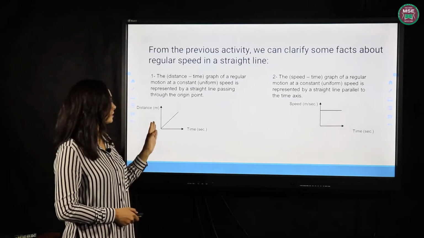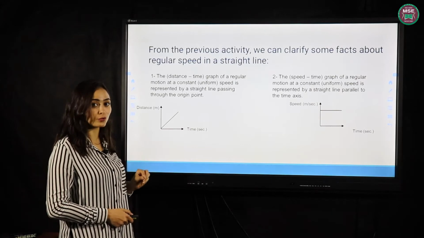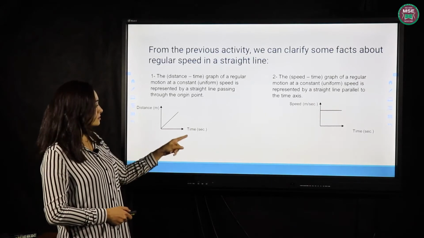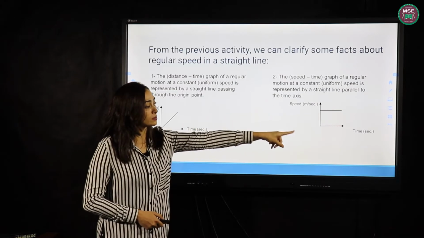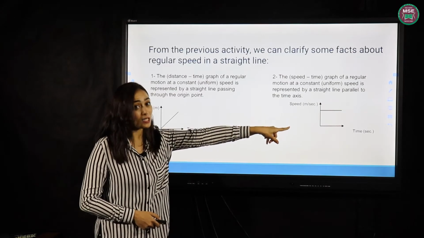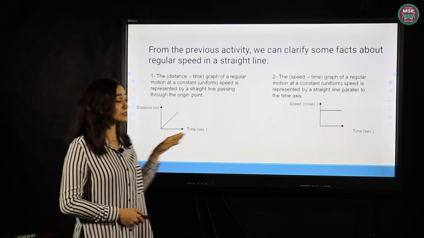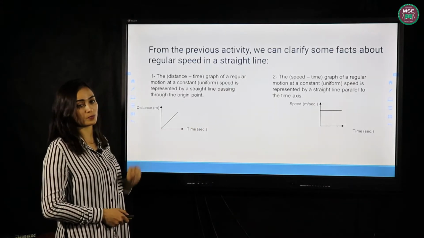Concentrate, students. These graphs are for uniform speed. Distance, time: a straight line passing through the origin. Speed, time: a straight line parallel to the time axis. These graphs are for uniform speed.